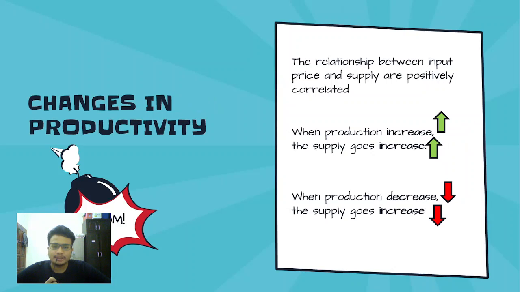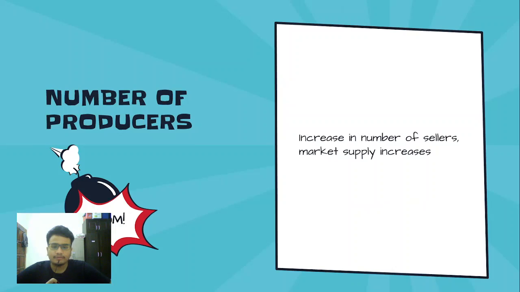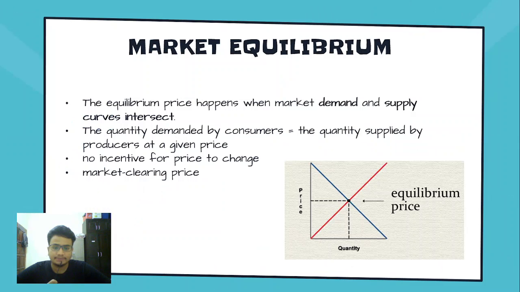Next, the changes in productivity. The relationship between productivity and supply is positively correlated. For example, when the production is increased, the supply quantity will also increase. But when the production is decreased, the supply quantity decreases too. The third variable is the number of producers. For example, if the number of sellers is increased, the market supply will also increase.